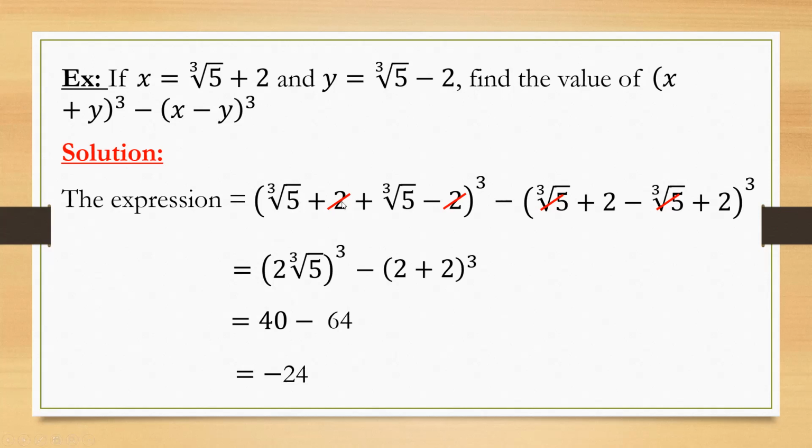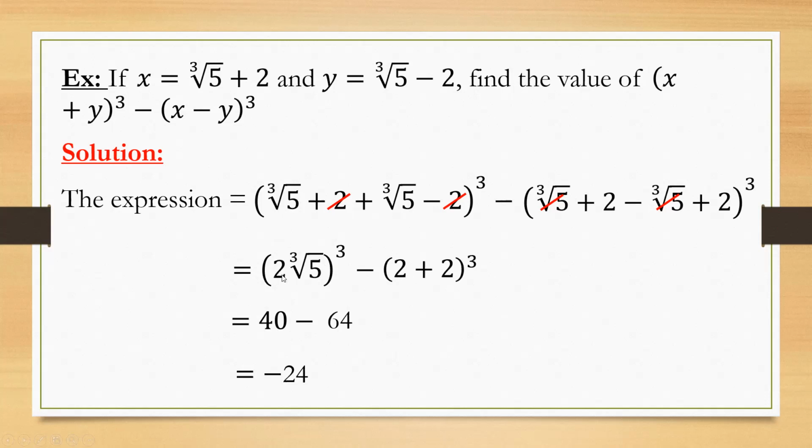I have here additive inverse. I have here 2 with negative 2, it will be cancelled, 0. So I have cubic root 5 plus cubic root 5, it will be 2 cubic root 5, all power 3, minus cubic root 5 cancelled with negative cubic root 5, so it will be 2 plus 2 equal 4, all power 3. Here it will be 40. 2 cubic root 5, all power 3, will be 40.